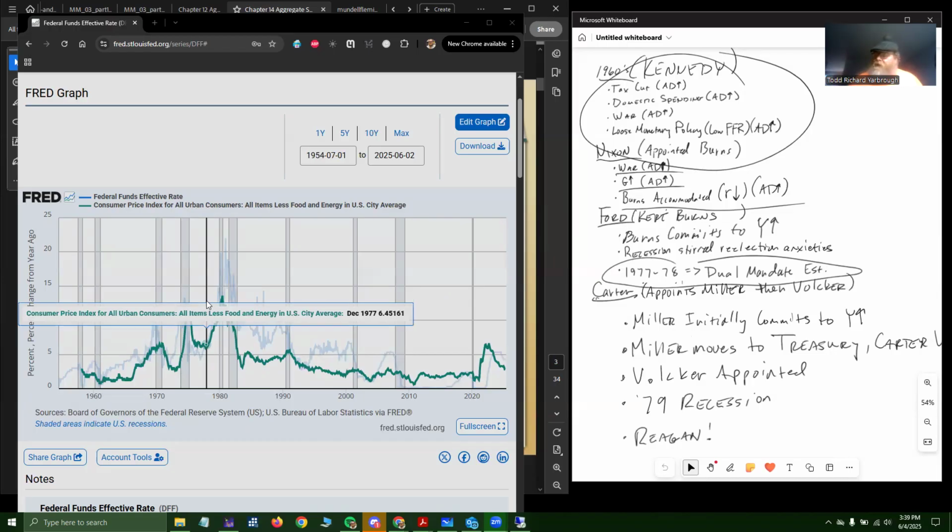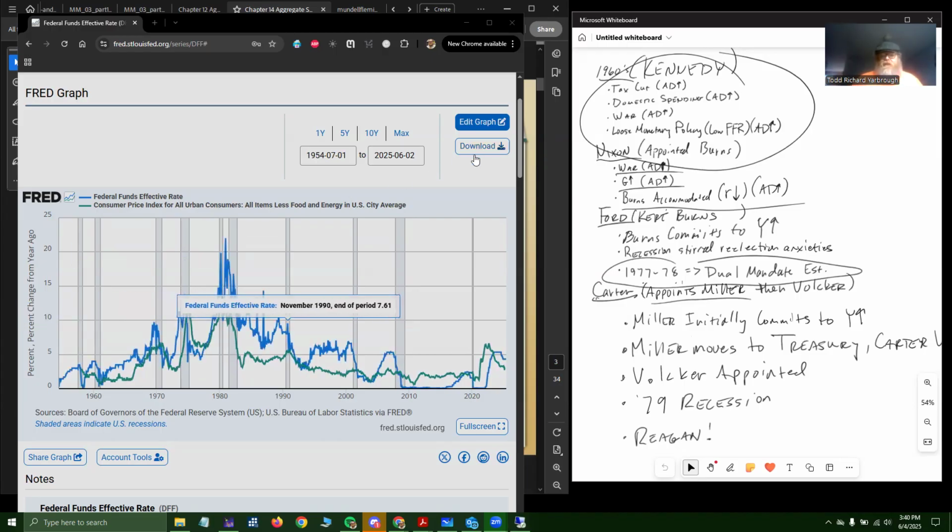So what ends up happening is that Carter initially appoints William Miller. William Miller is a Fed chairman who's not there very long. Miller, like Burns before him, commits to growing the economy. I mean, his language isn't even mentioning inflation. But then what's interesting about Miller is that he gets moved to Treasury. And when he's moved to Treasury, the language that Carter starts using, the concern that Carter starts having, really reflects the inflationary pressure that we're seeing in the economy.